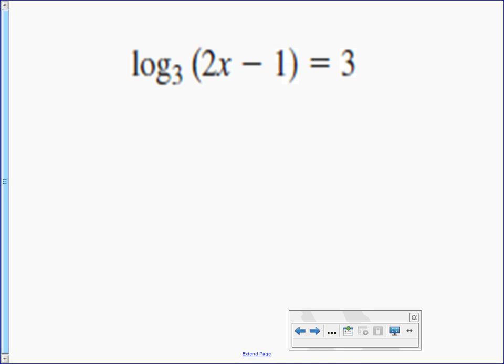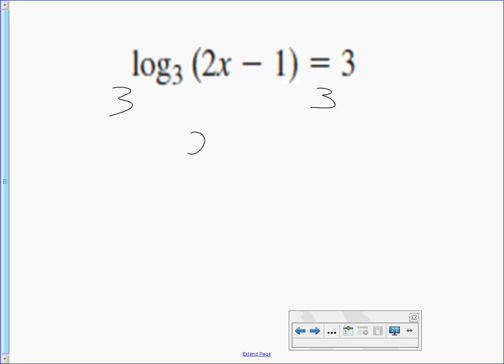Log base 3 of 2x minus 1 equals 3. You have to exponentiate both sides of the equation. Expediently exponentiate the equation. Excitedly, expediently exponentiate the equation. This is an enigma.